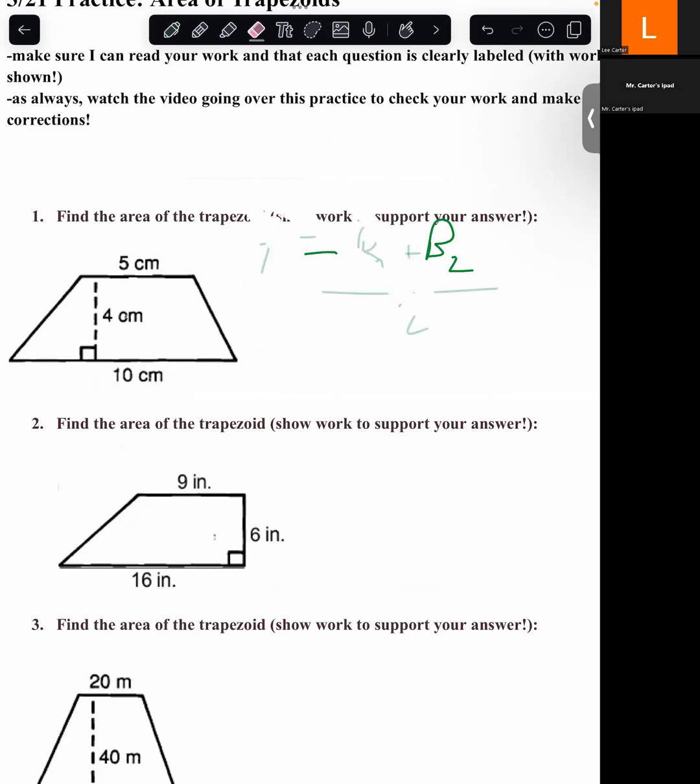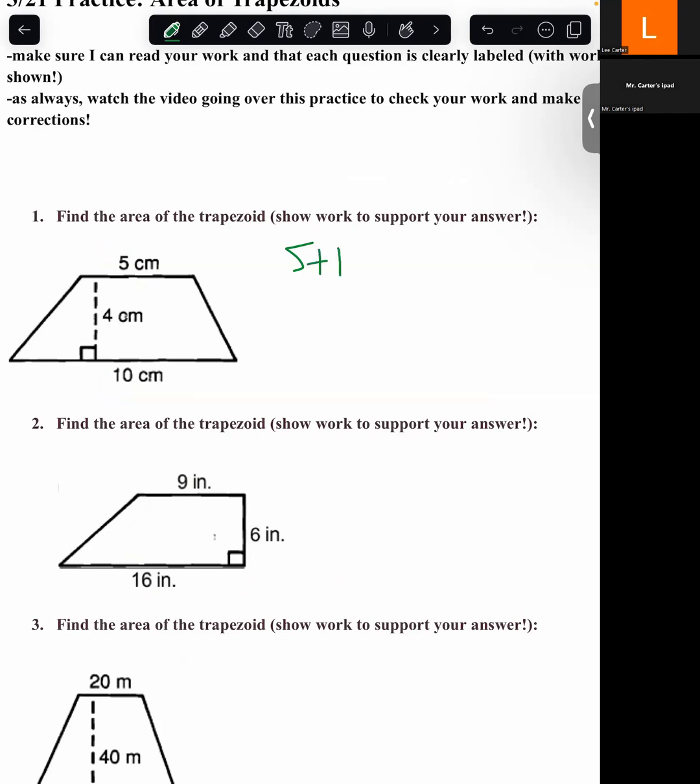So what that basically means, no pun intended, is you're going to average these two numbers. That's the idea, and I'm going to do some of that on several of these. Then you're going to multiply it times the height. So we need to average the two bases.